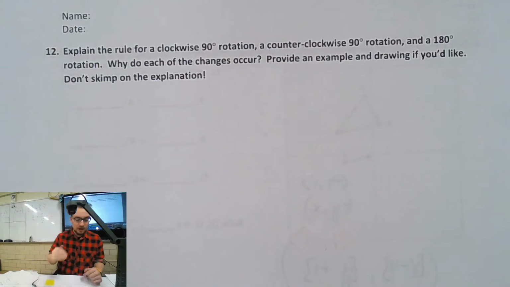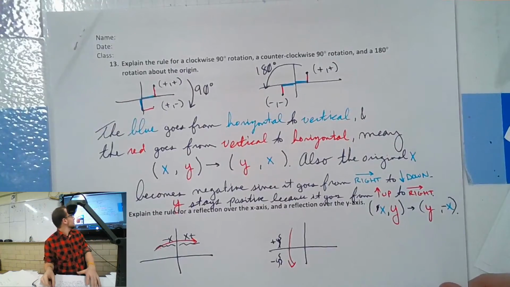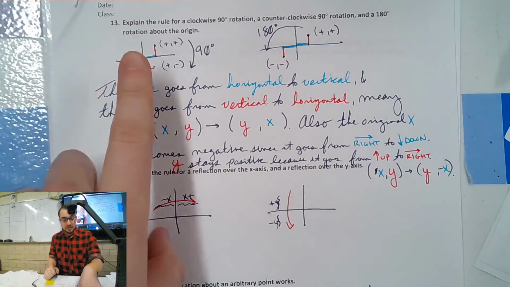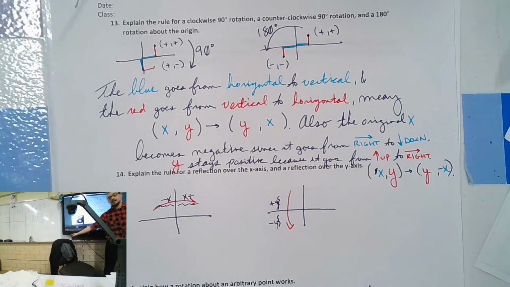All right, so 12. Explain the rule for a clockwise 90-degree rotation, counterclockwise rotation, and 180-degree rotation. I'll pick one of those for you to explain on the test. Here's the words I would use. Right here. You may take a picture. I explained this one, 90-degree clockwise. It's the same for counterclockwise, just reversed. And then 180 I'll explain in a second.